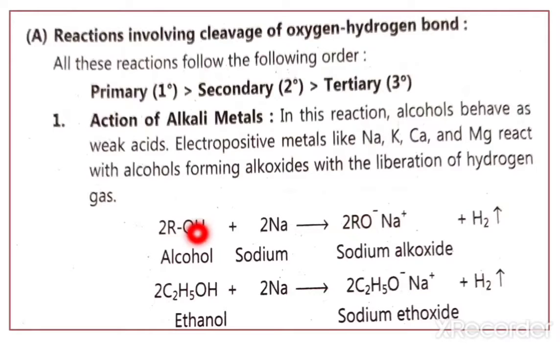That means here alcohol plus sodium, and we get the sodium alkoxide. This is the general reaction. We get the sodium alkoxide with the liberation of hydrogen gas. In the second example, ethanol plus sodium, we get sodium ethoxide, again with the liberation of hydrogen gas. This is about the action of alkali metal. Alcohol is treated with one of the alkali metals, for example sodium, potassium, calcium, magnesium, and we get the alkoxide with the liberation of hydrogen gas.